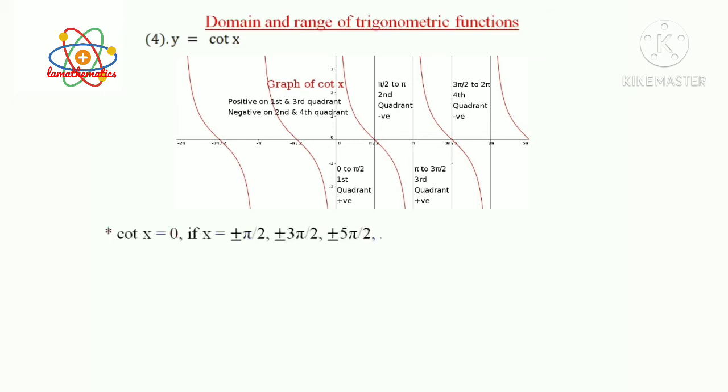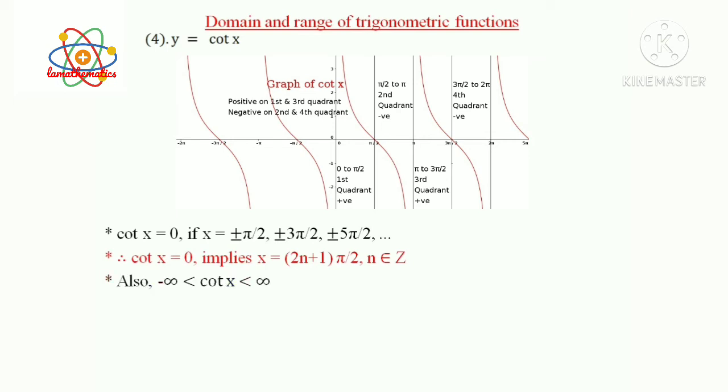From the figure, we have cot x equal to 0 if x equal to plus or minus pi by 2, plus or minus 3 pi by 2, plus or minus 5 pi by 2. That is, cot x equal to 0 if x equal to an odd multiple of pi by 2. Therefore, cot x equal to 0 implies x equal to (2n plus 1) pi by 2, n belongs to the set of integers.